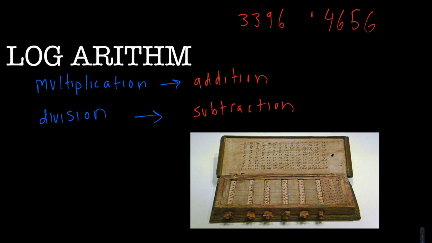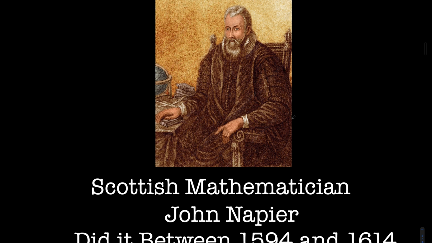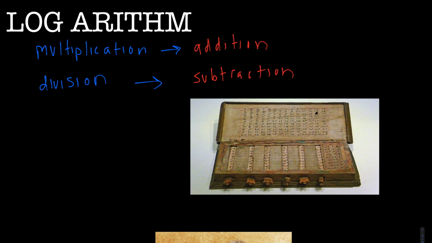Logarithms were actually invented in the 1600s by the Scottish mathematician John Napier, between 1594 and 1614. The reason he did this is, again, to simplify these calculations. Eventually Henry Briggs compiled the first log table so that we could simplify these tough calculations without a calculator.